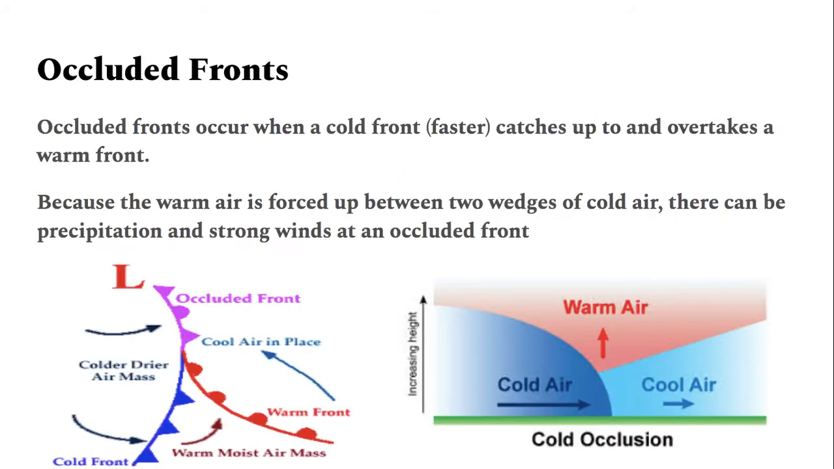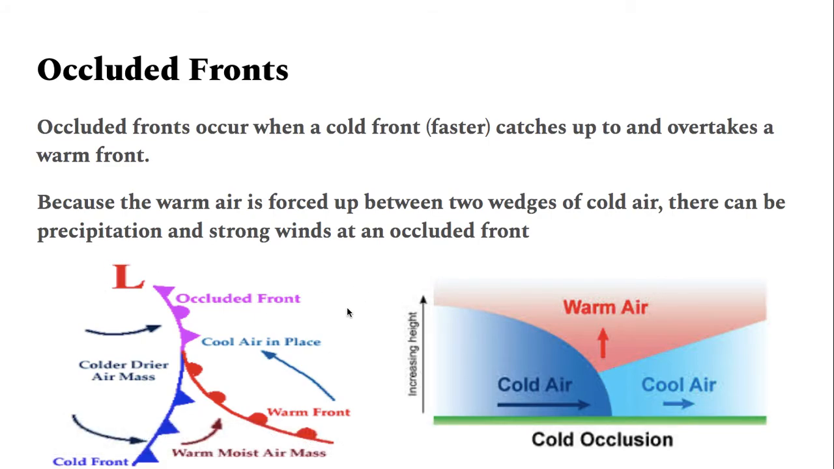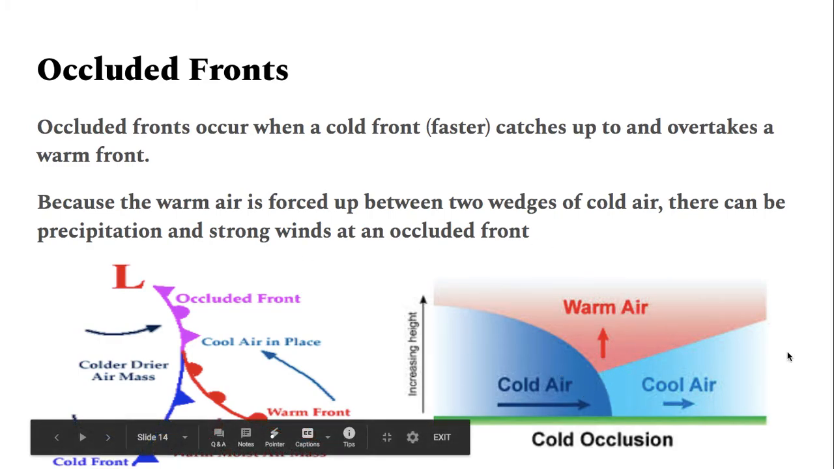Our last and final front I want you to know is occluded. Usually we don't talk about this much, and you might not see this on the weather channel. But an occluded front happens when a cold front catches up to a warm front. So cold fronts move faster. Usually they happen around areas of low pressure. We'll talk about pressure next week. Warm air is forced up between two wedges of cold air, like this.